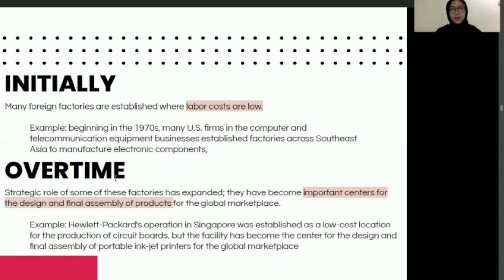But over time, the strategic role of some of these factories has expanded. They have become important centers for the design and final assembly of products for the global marketplace. For example, Hewlett-Packard's operation in Singapore was established as a low-cost location for the production of circuit boards, but the facility has become the center of the design and final assembly of portable inkjet printers for the global marketplace.